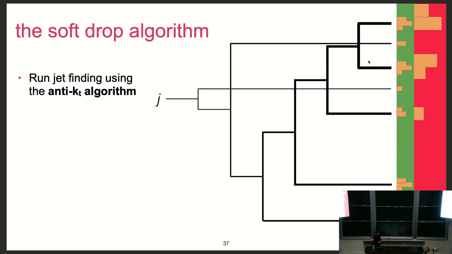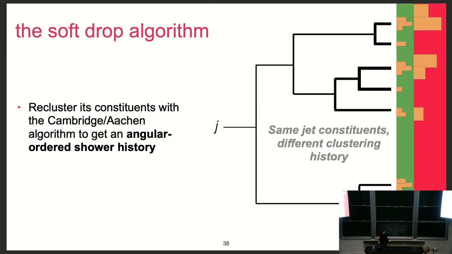So the way this works, and the reason I was showing you these kind of trees before, is imagine you have some calorimeter objects. The energy corresponds to how big they are. And imagine you have a jet here, which is clustered in some way. Here, the nearest things aren't always clustered together because we're using the anti-kT algorithm. But of course, this is not really correlated to the underlying physics. So you can recluster all of these constituents in your jet into the same jet, but with a different history. You recluster them with the Cambridge-Aachen algorithm, which is that angle-ordered metric that really relates to the actual parton shower. So it's the same constituents, different history.